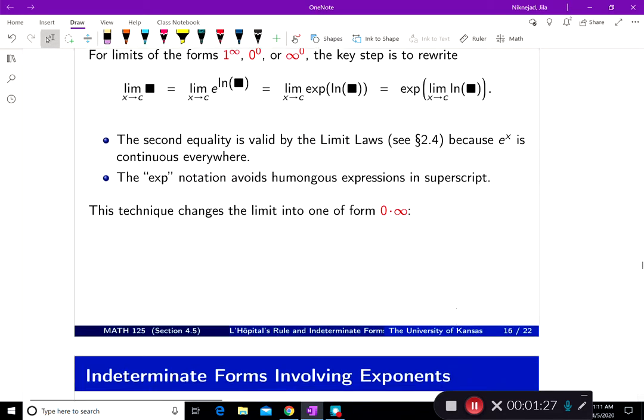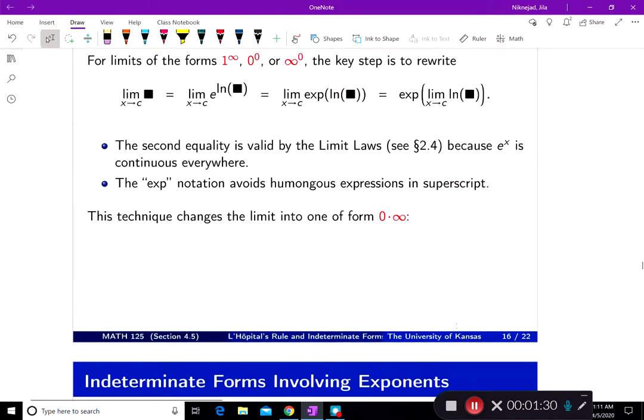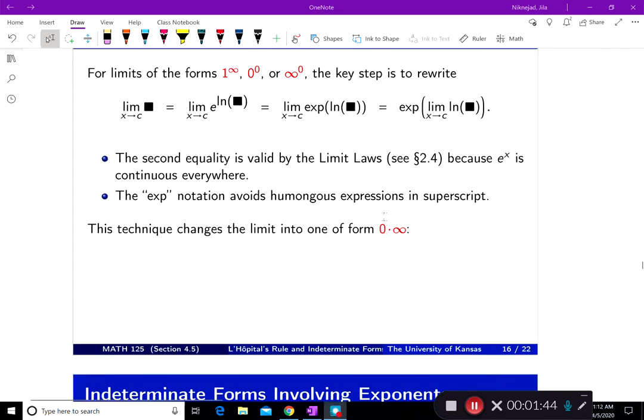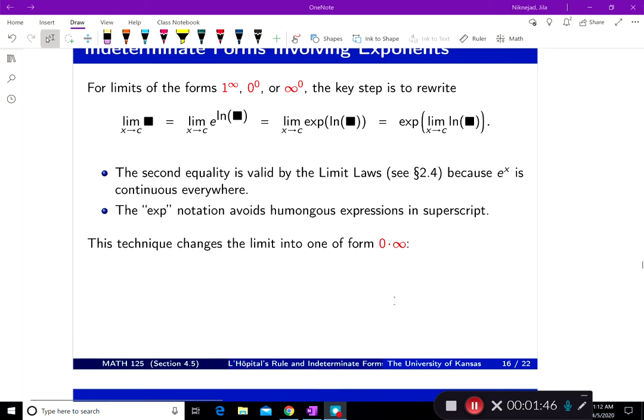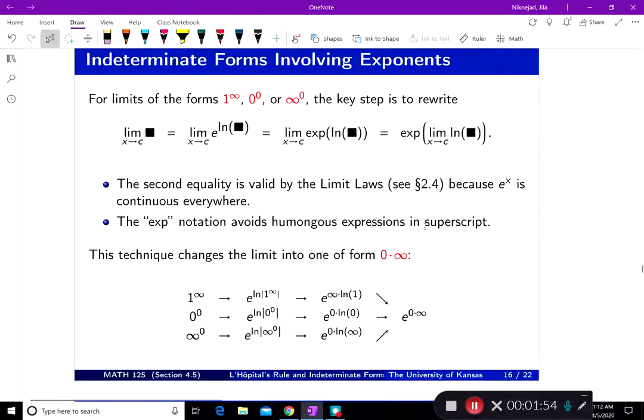It's important to know that this technique changes the limit into one of the form 0 times infinity. So rather than having 1 to infinity, 0 to 0, or infinity to 0, we'll get the form 0 times infinity. Here is a little sketch of how everything works.